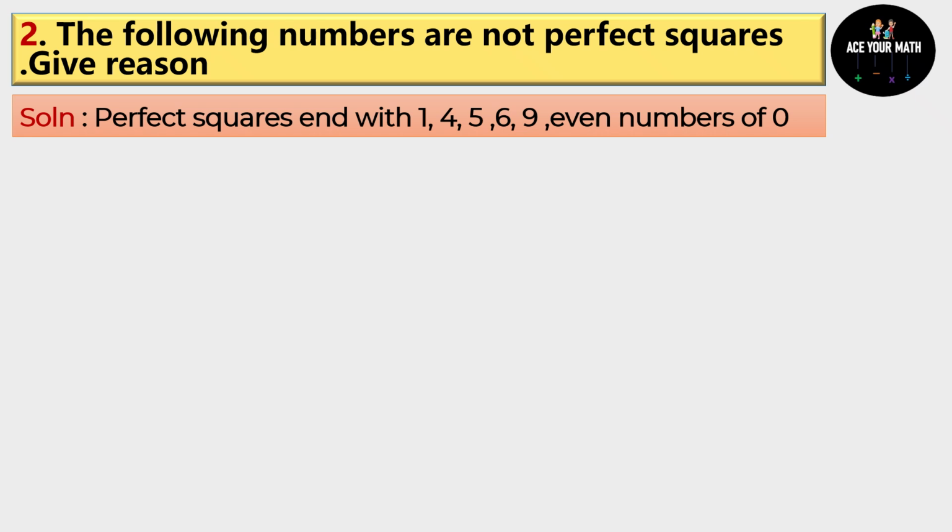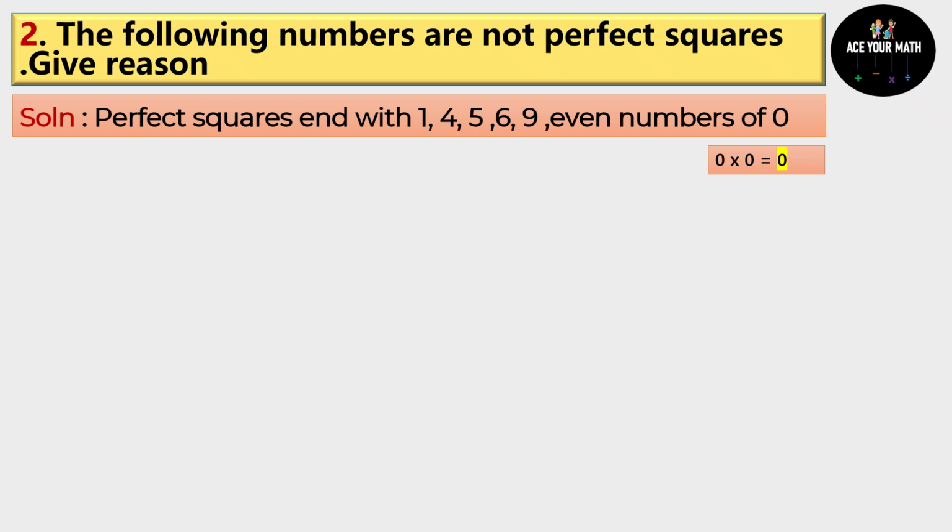And if you want to understand why we say so, see, if any number is ending with 0, and if you find the square of that number, you will always get 0 at the end, or rather an even number of zeros at the end. Let's say the number is 10, so 10 is ending with 0. And when you take the square of 10, you will get 100.